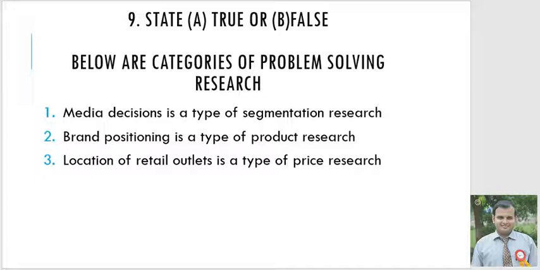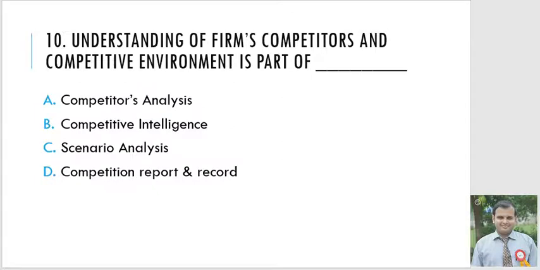Statement 3, location of retail outlet is a type of price research. Answer is false, because location of retail outlet is a type of distribution research, not the price research. 10th one, understanding firms, competitors and competitive environment is a part of competitive intelligence. The right answer is B, competitive intelligence. This is a term which may include understanding of competitors and its environment.